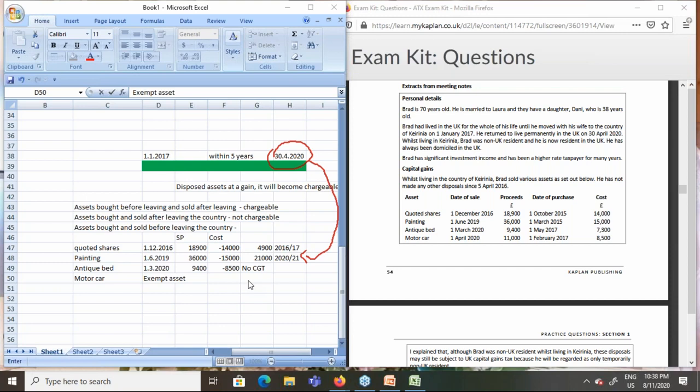So we'll stop at this point, and tomorrow, during tomorrow's session, I'm going to discuss mainly about the aspects of employment income.